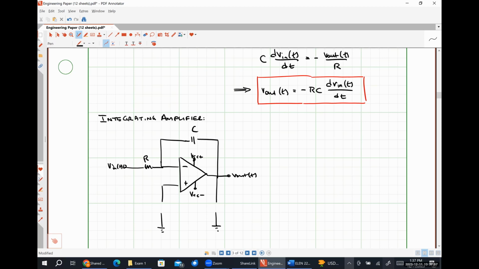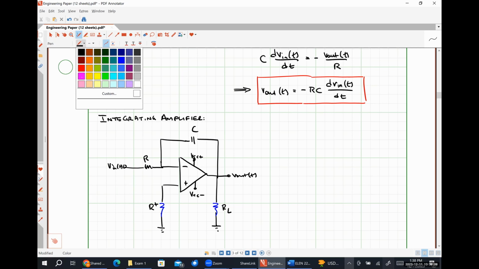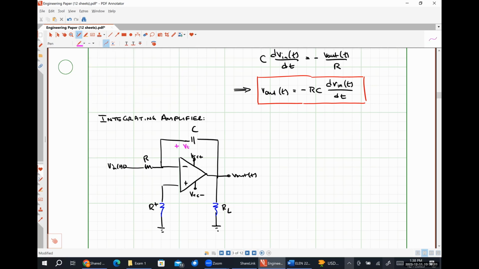That's going to be R, that's going to be C. The resistor that doesn't really do anything from an analysis point is R plus the load resistance. Let's define our capacitor voltage like so, and our capacitor current like so. So now we can say this current is 0 amps. This current is 0 amps. This voltage is 0 volts. This voltage is 0 volts.